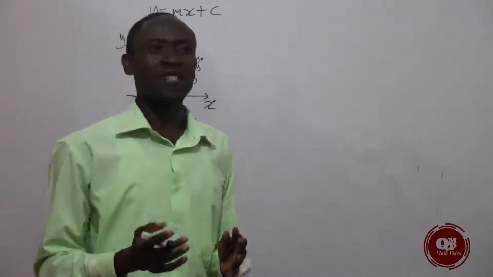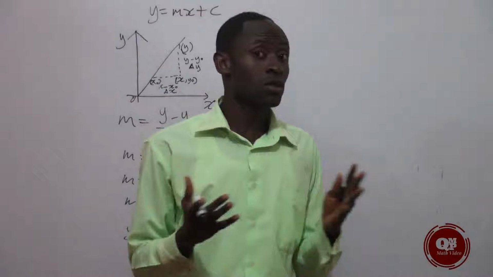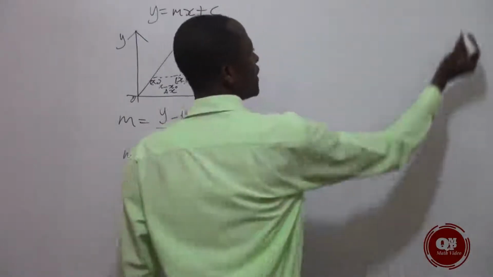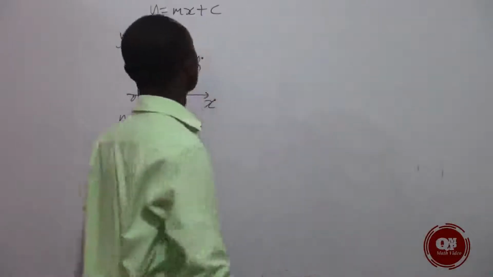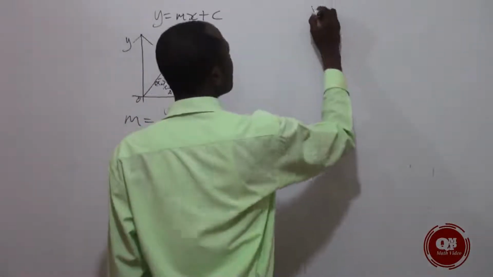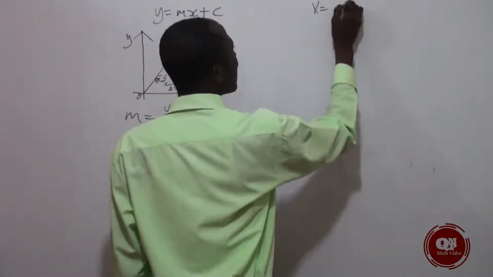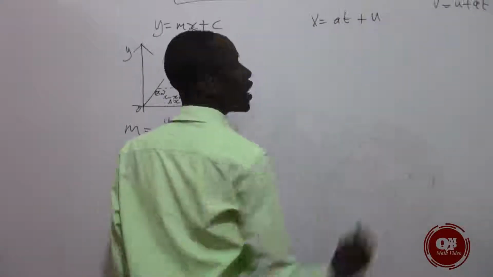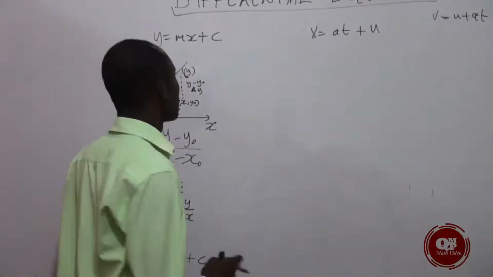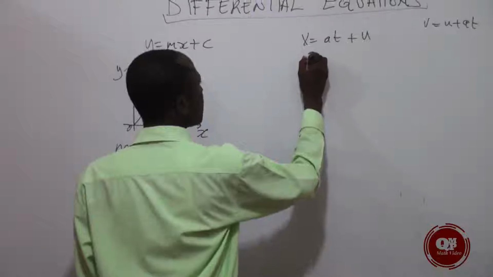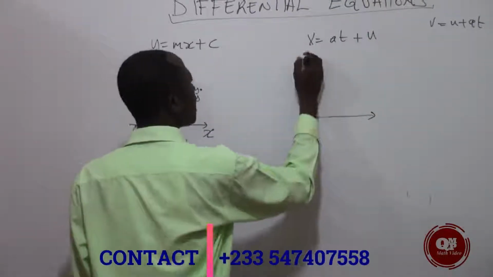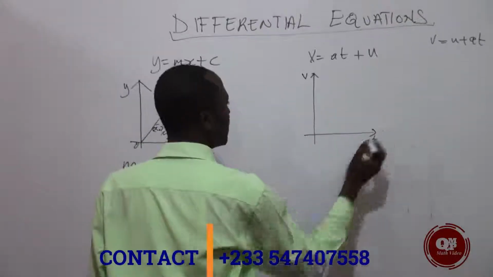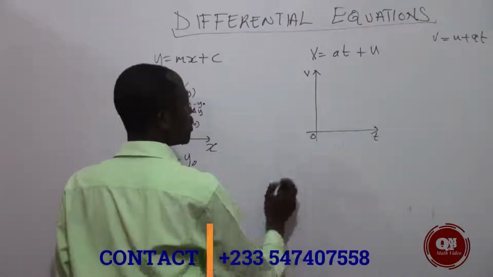Now we know Newton's first equation of motion, that is V is equal to U plus AT. But I'm going to change it this time to write that we have V is equal to AT plus U. Okay, and I'm going to represent this on the diagram. So we can say that we have our V, we have our T, and then the initial.